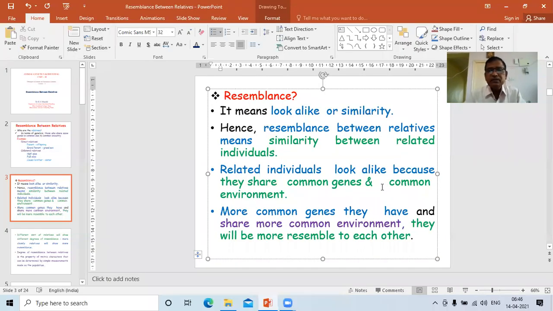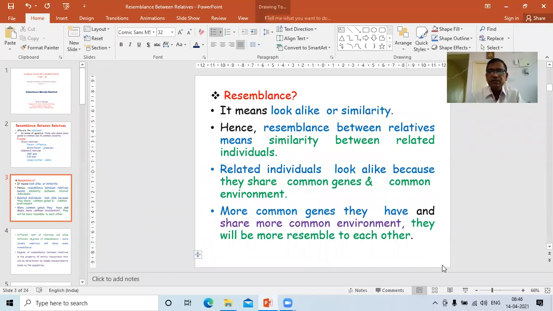So, the resemblance. Now, what is resemblance? It means look alike or similarity. Resemblance का शब्द का अर्थ है that is similarity or look alike. So, who will be similar? Genetically, those who are very close to each other will be similar to each other.